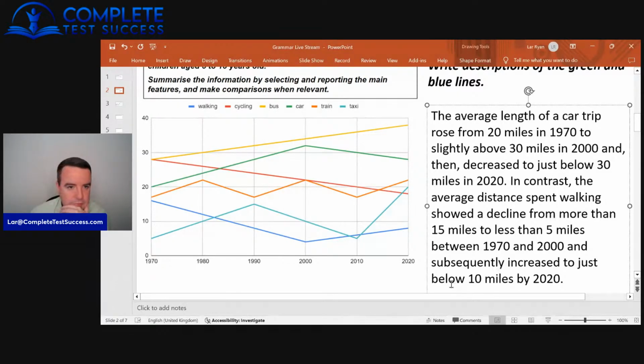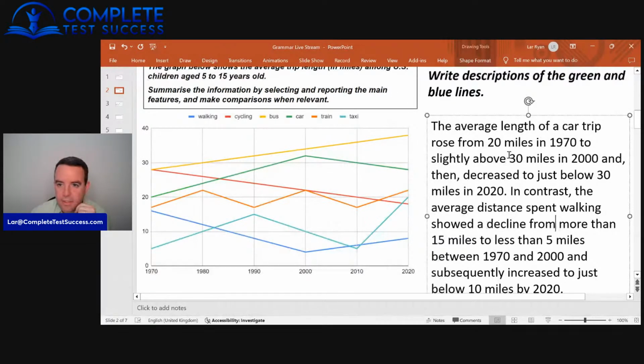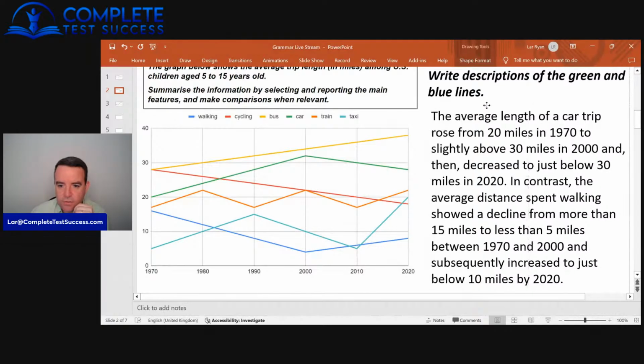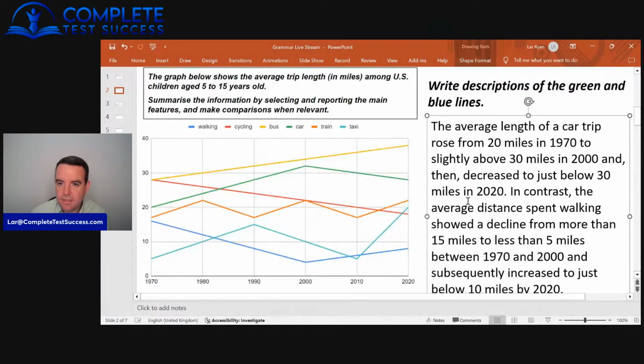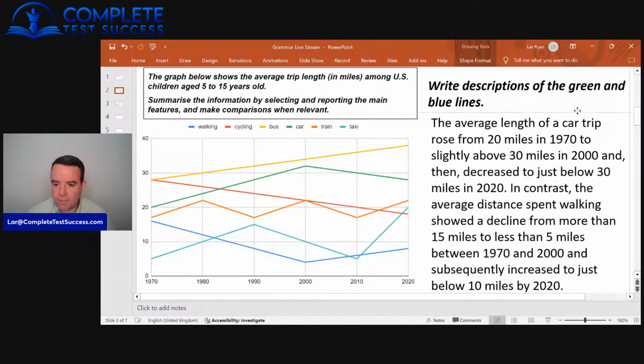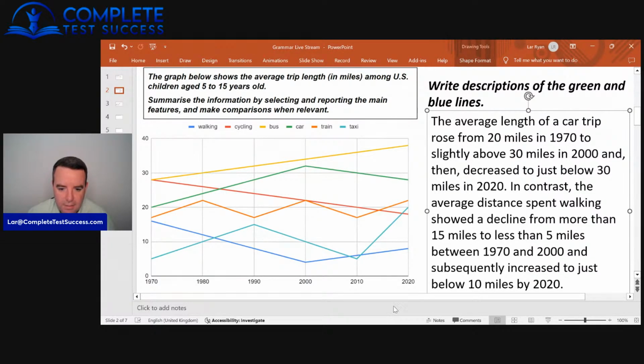Good piece of writing there. Clear, concise, a good range of structures, written with good grammatical accuracy. So some really good writing there from Lewis. You would be looking at a good score for that.